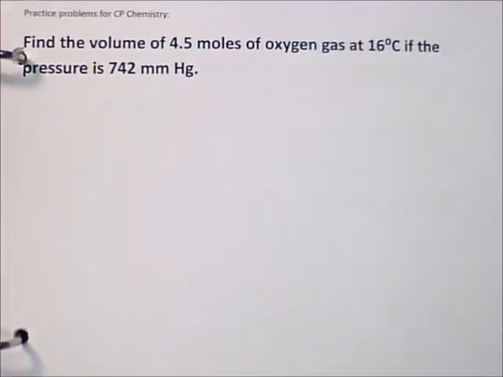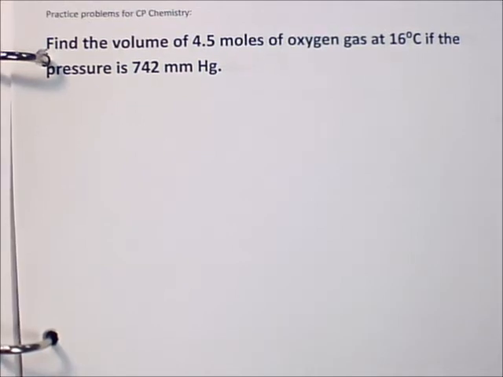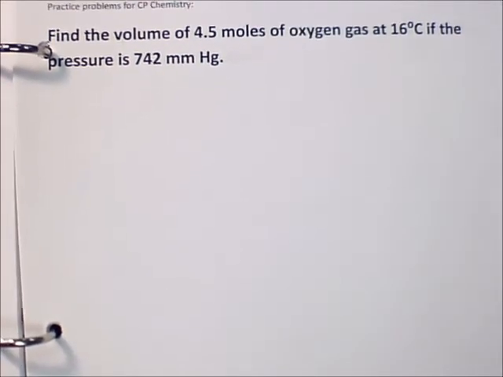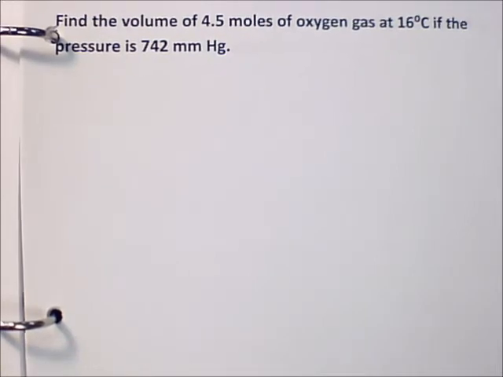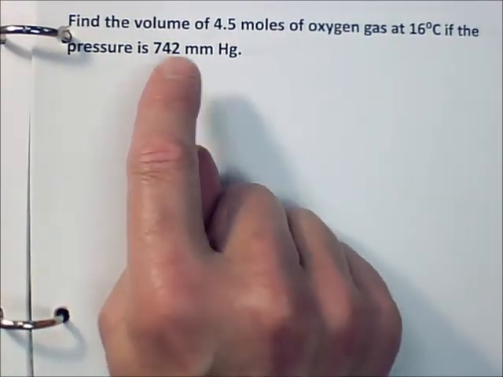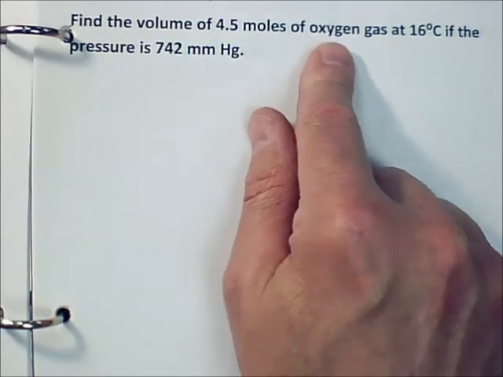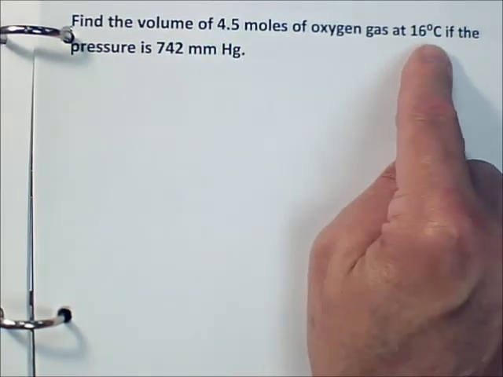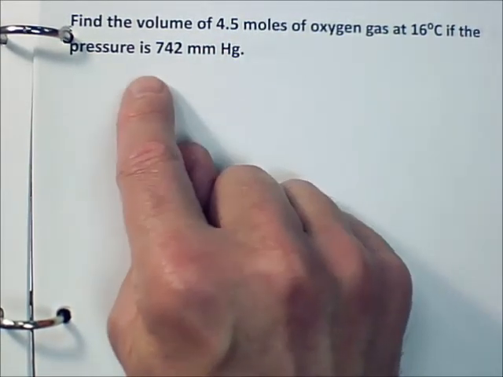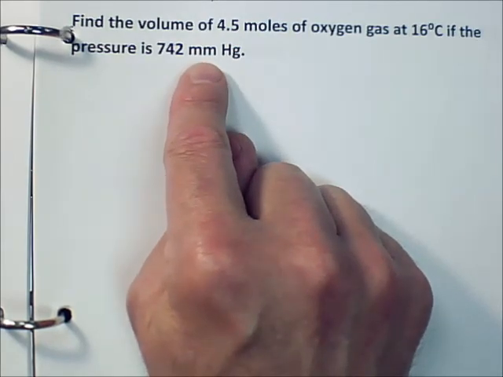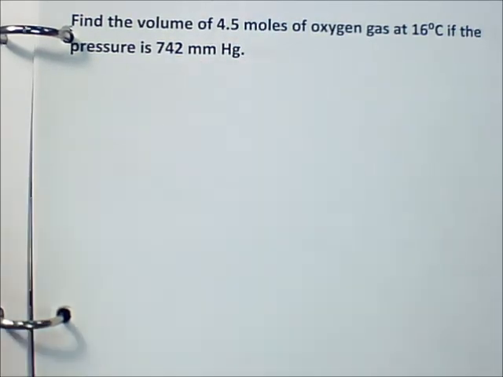Okay, and let's do this one as a homework problem then. If we've gotten this far, you're ready to do this as a homework problem. And then on Monday, we'll start giving you a little more practice before we move on to something else. So your homework is to do this problem. Find the volume of 4.5 moles of oxygen gas at 16 degrees C if the pressure is 742 millimeters of mercury.